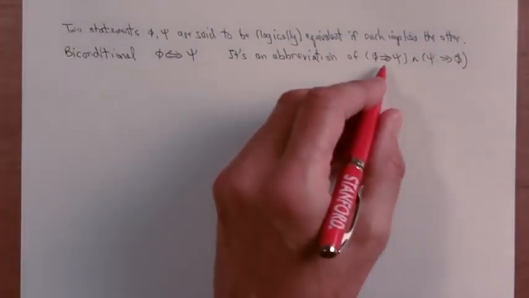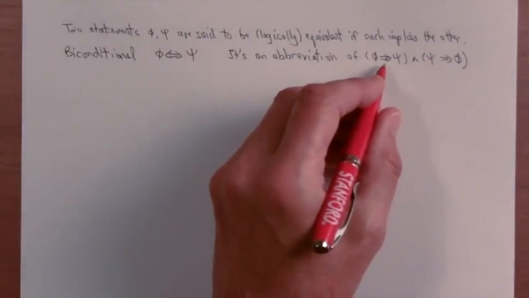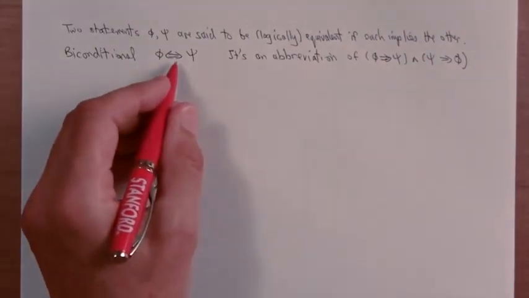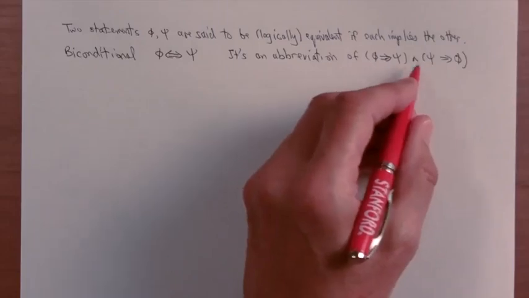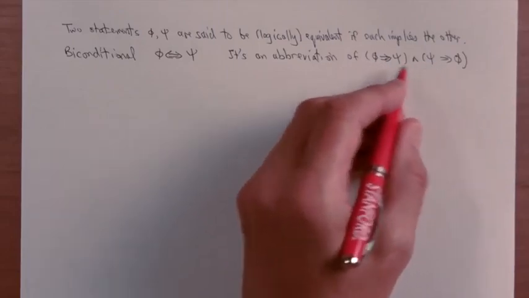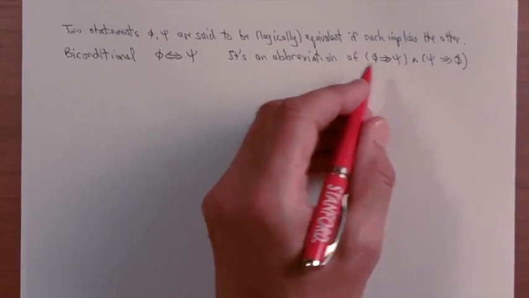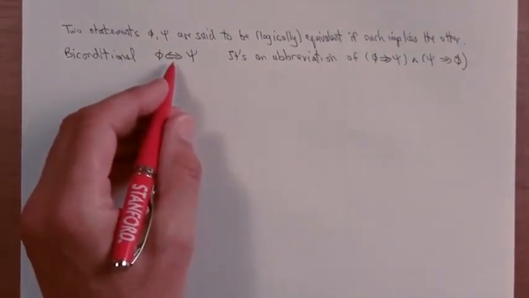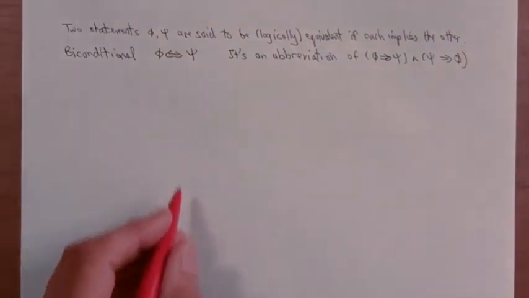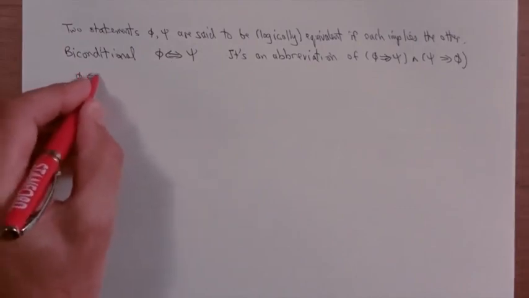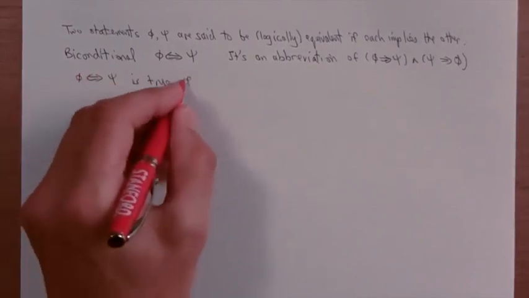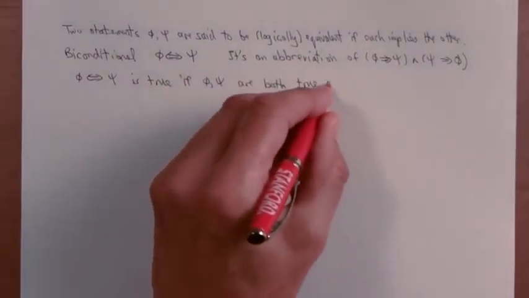Since the conditional is defined in terms of truth values, it follows that the biconditional is defined in terms of truth values. If you work out the truth table for phi conditional psi and for psi conditional phi, and then you work out the conjunction, you'll get the truth table for phi biconditional psi. And if you do that, what you will find is that phi biconditional psi is true if phi and psi are both true, or if they're both false.